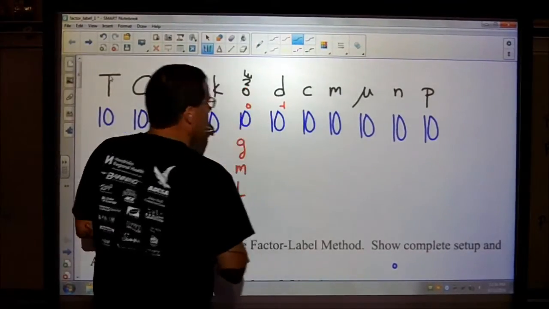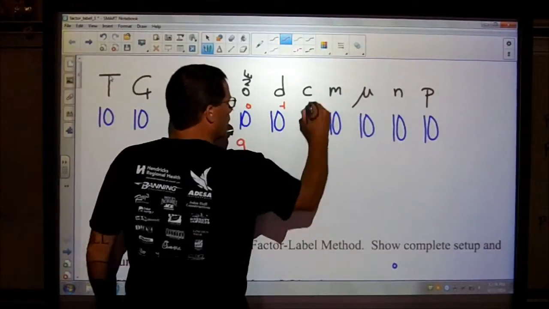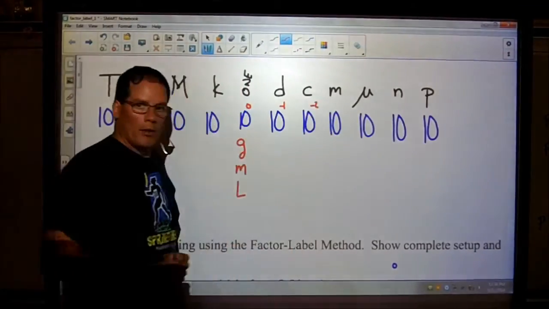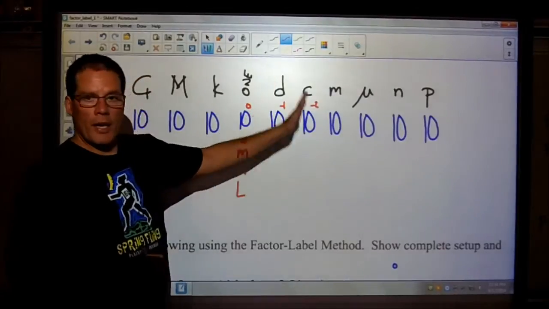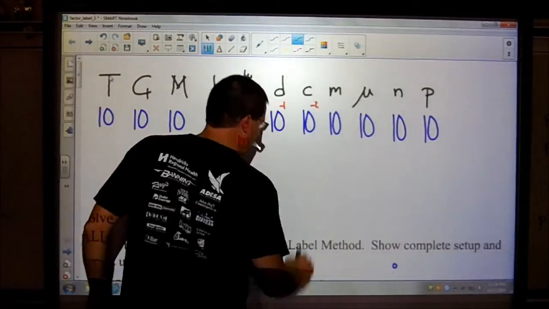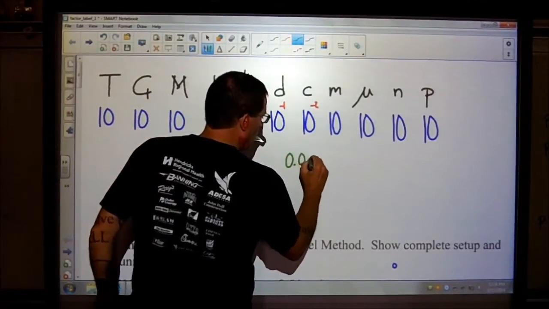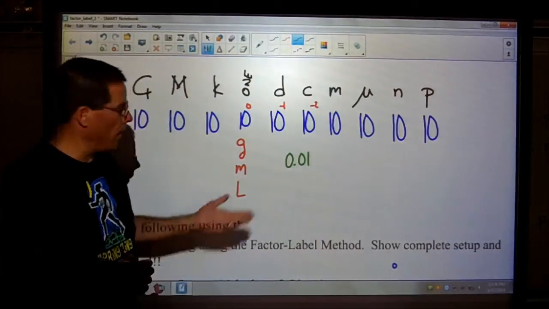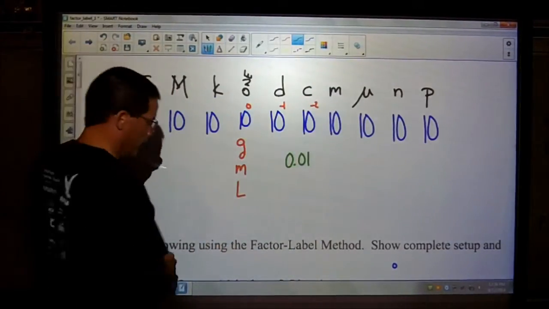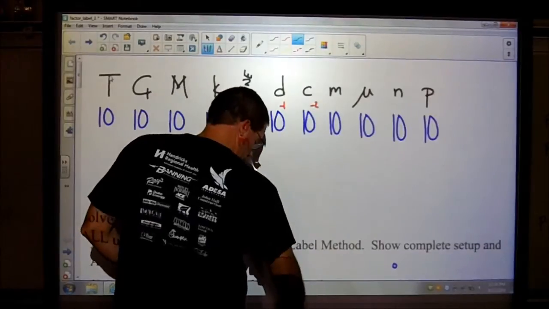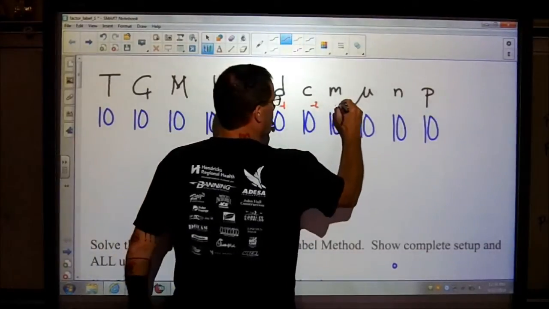So in this case here, centi is negative 2. And so I have 0, negative 1, negative 2. And again, if I'm looking at centi, then that represents 1/100th. So I now have 2 decimal places in play here. And then milli is negative 3.